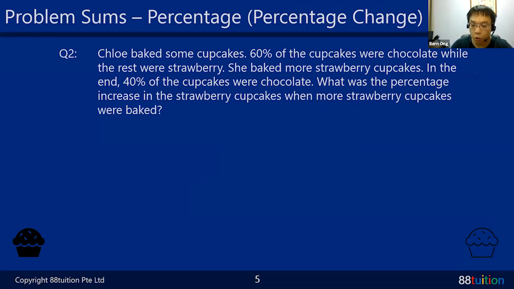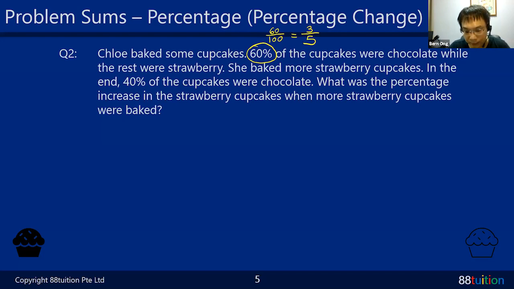Looking at this clue, 60% of the cupcakes were chocolate. I can actually write the 60% as a fraction. Because I did tell you all before, the big four: fraction, decimal, ratio, and percentage. You must be able to link them together. So 60% can be written as 60 over 100. You purposely reduce to the lowest term. Divide by 10, divide by 10, 6 over 10. Divide by 2, divide by 2. So it's actually 3/5.